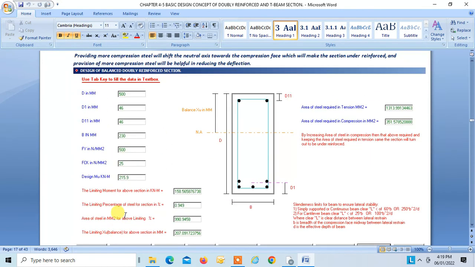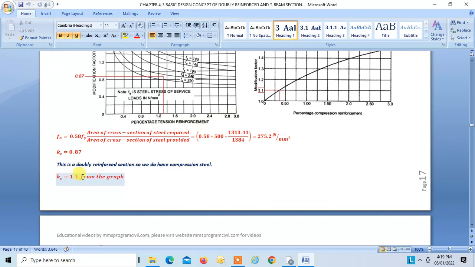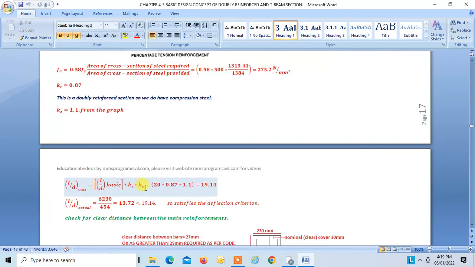Similarly, we know our PC is 0.385. You can use this graph for finding KC. This is the percentage of compression steel, and here you get KC as 1.1. Putting all these values over here, we get this as 19.14. Our actual L by D, effective span by effective depth, is equal to 13.72, which is less than 19.14. As this is less than this, the deflection criterion is satisfied.